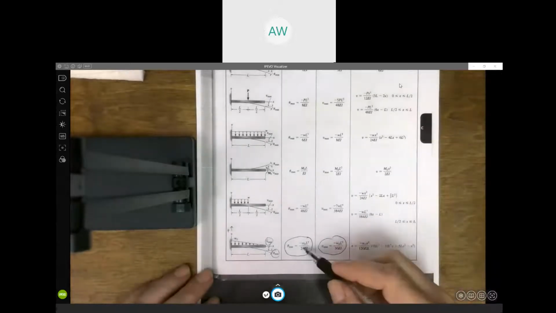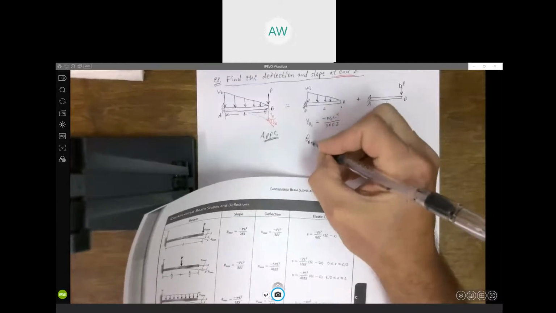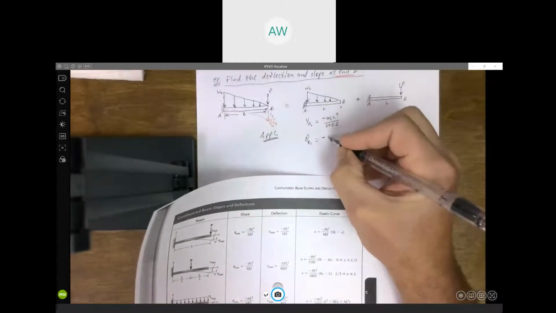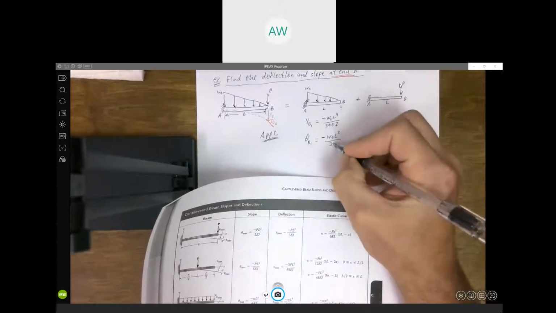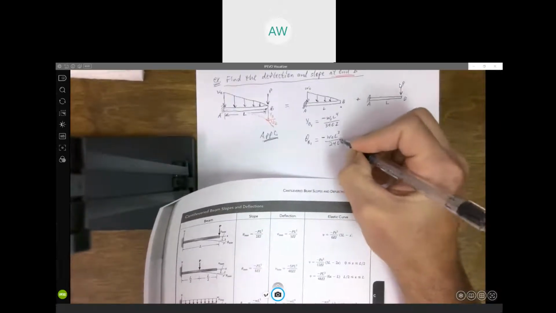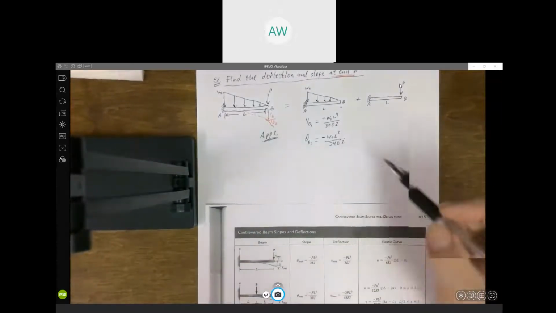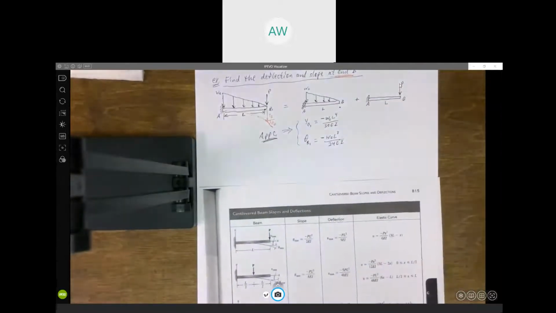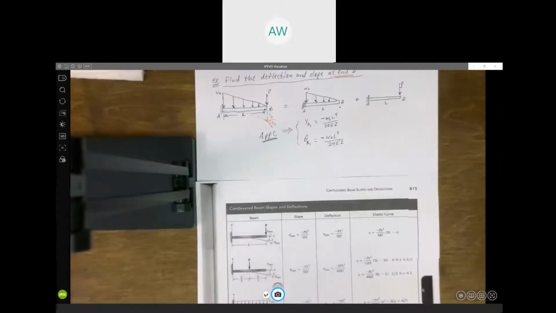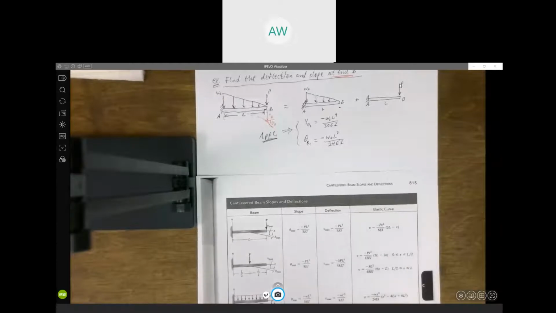So write this formula down for theta B: minus W naught L cubed over 24 EI. Right? Any questions where I got those two formulas off that table? All right, nobody's speaking up, so I'm assuming you're with me.